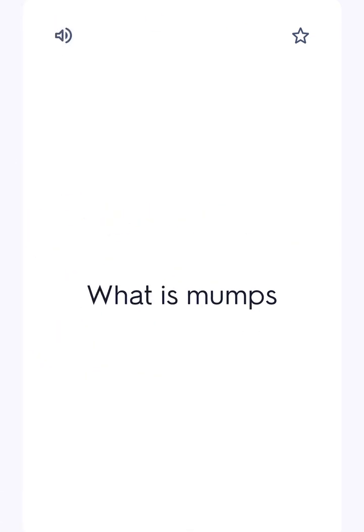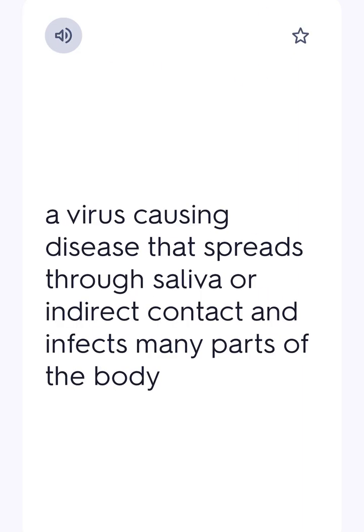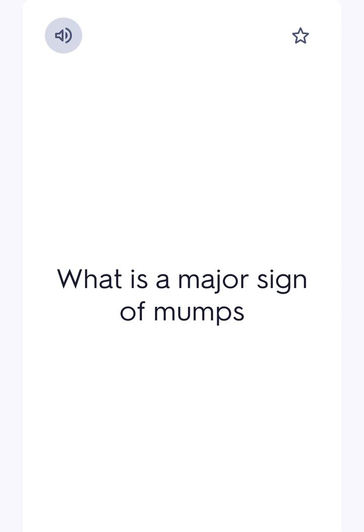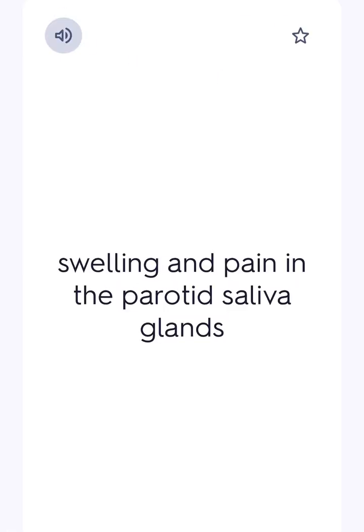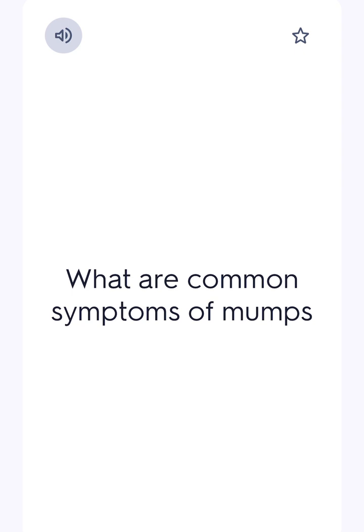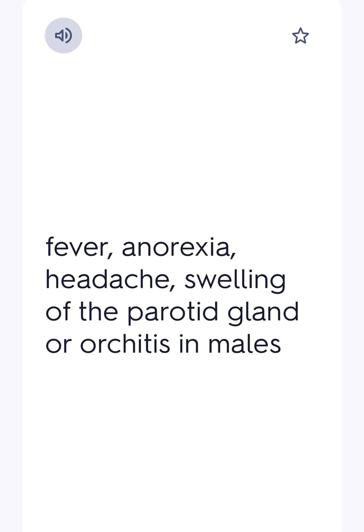What is mumps? A virus-causing disease that spreads through saliva or indirect contact and infects many parts of the body. What is a major sign of mumps? Swelling and pain in the parotid salivary glands. What are common symptoms of mumps? Fever, anorexia, headache, swelling of the parotid gland or orchitis in males.